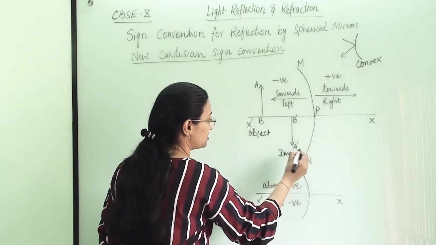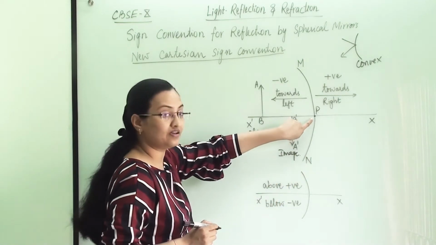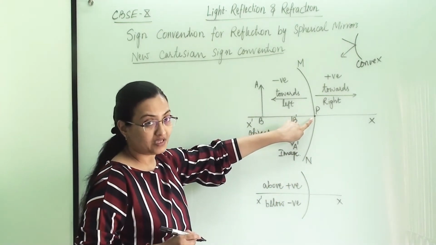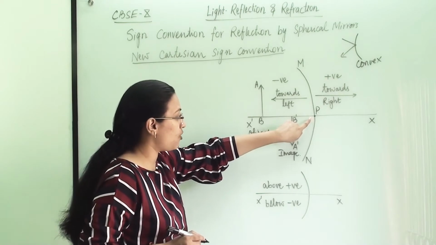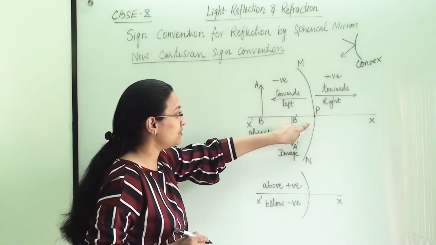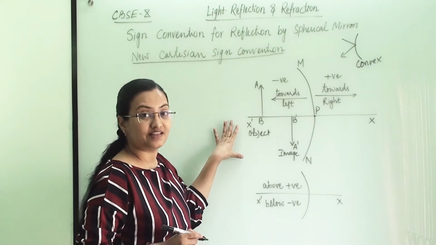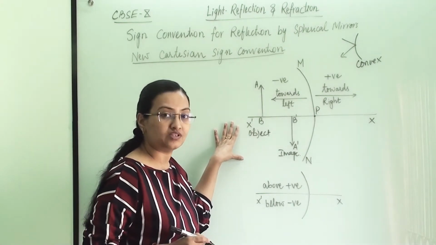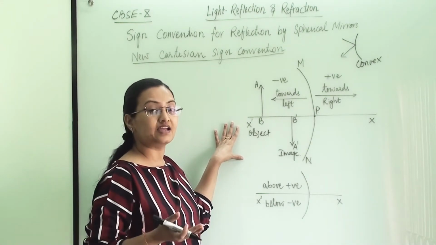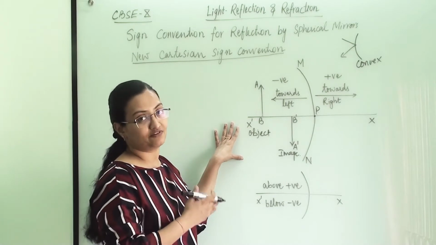So how to measure a distance? Always we are checking the distance from pole P, that from pole P how much far it is, and whenever it is towards the left side, that distance we are denoting with negative sign. That indicates that this is towards the left hand side.